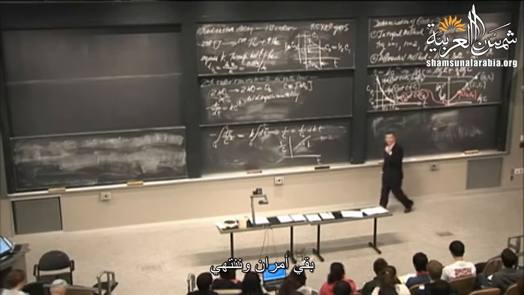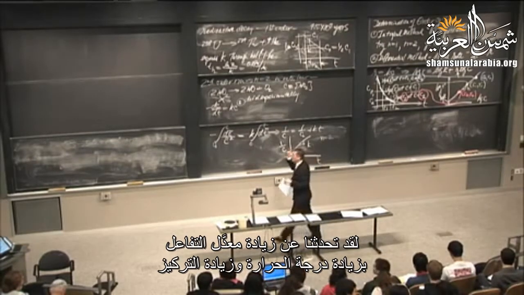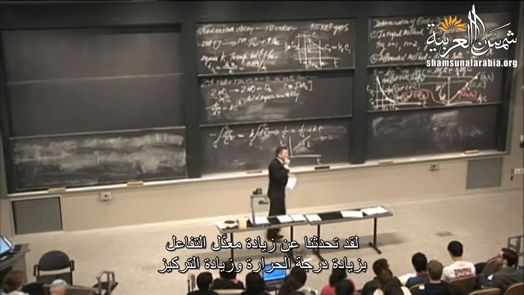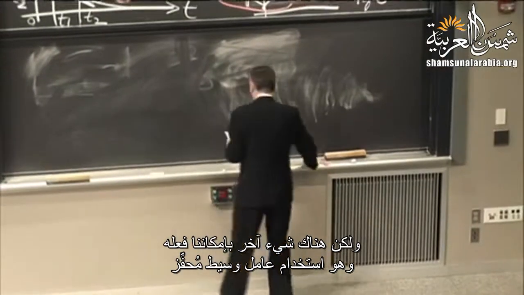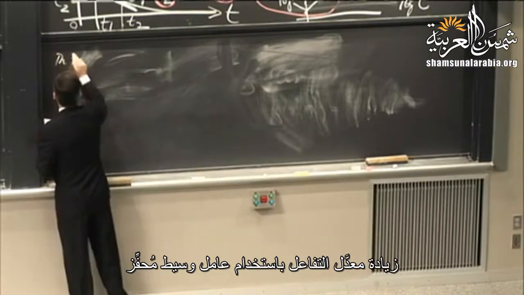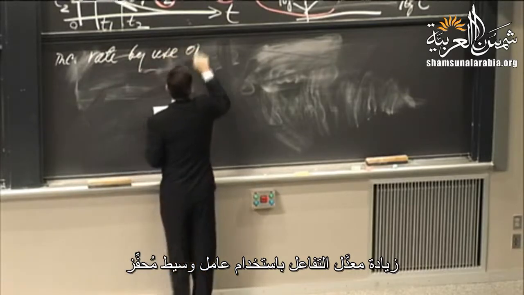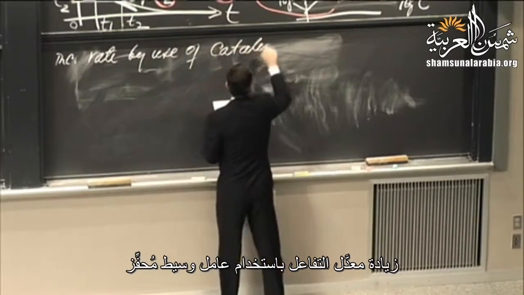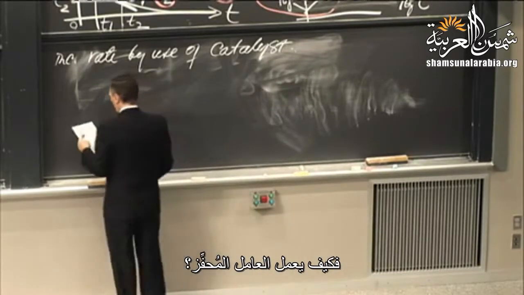All right, a couple of more things to say, and then we're done. So last thing, we talked about increasing the rate of reaction by increasing the temperature and increasing the concentration. There's one more thing we can do, and what we can do is use a catalyst. Increase rate by use of catalyst. Okay, how does the catalyst work?